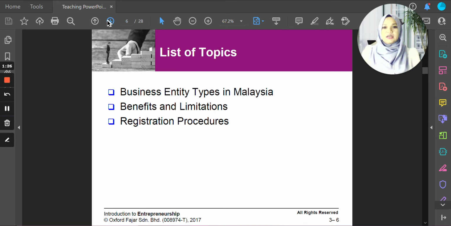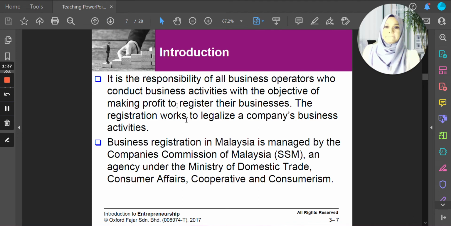These are the list of topics: business entities in Malaysia, their benefits and limitations, as well as how to do the registration. Every business person, as an entrepreneur, wants to sell a product. Before you do that, you are required to register as a business entity, or register your business. Otherwise, whatever you are doing is illegal. You cannot simply sell without registering, to legalize your business.